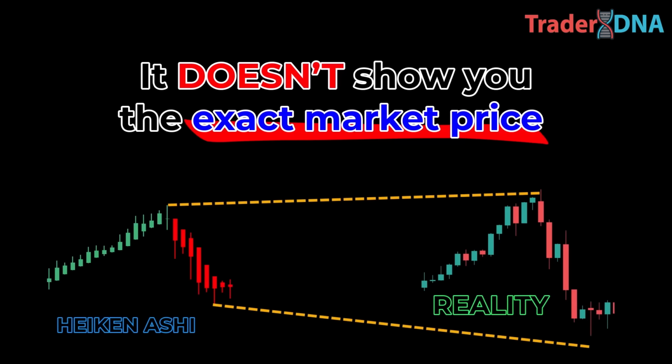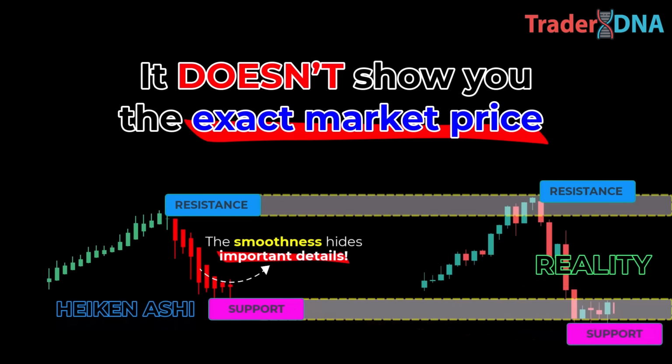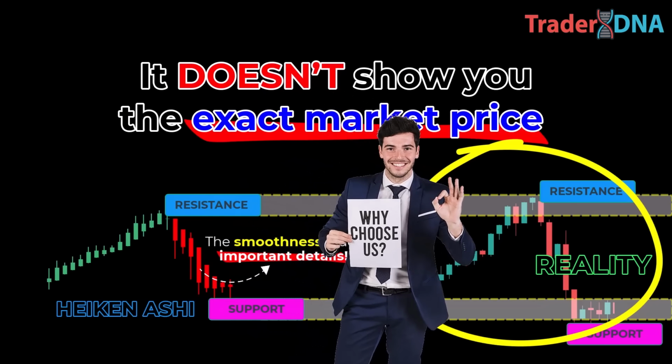Sounds cool, but here's the problem. That smoothness hides important details. Think about it. If you're trying to spot chart patterns or identify key support and resistance levels, Heiken Ashi makes it way harder. You're not seeing the real price, you're seeing a polished version. And that's why so many traders stick to normal candlesticks, because you want the real numbers, right?